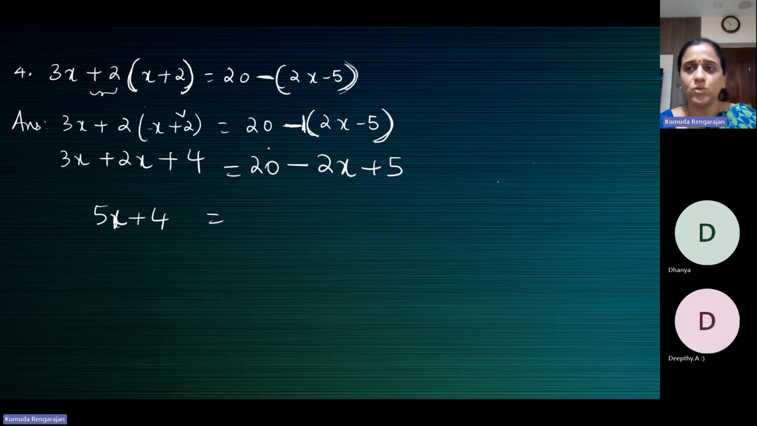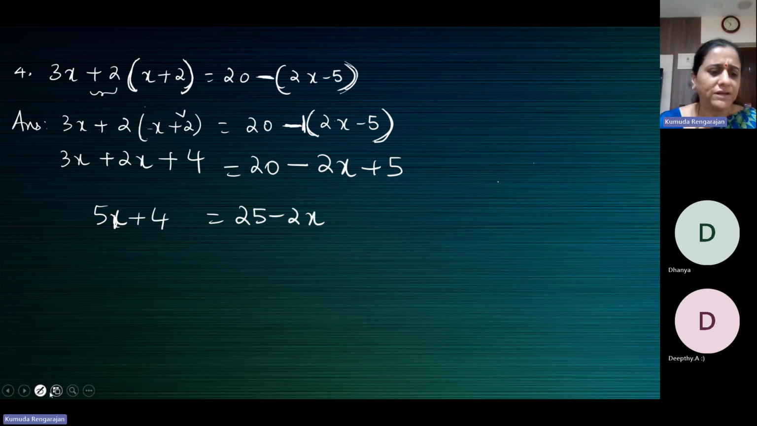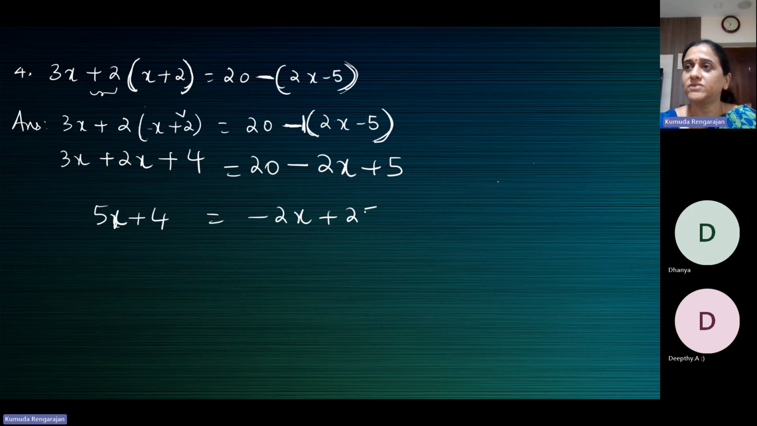Is equal to, here, 20 plus 5, 25, minus 2x. Or you can write minus 2x first and then 20 plus 5 is 25.